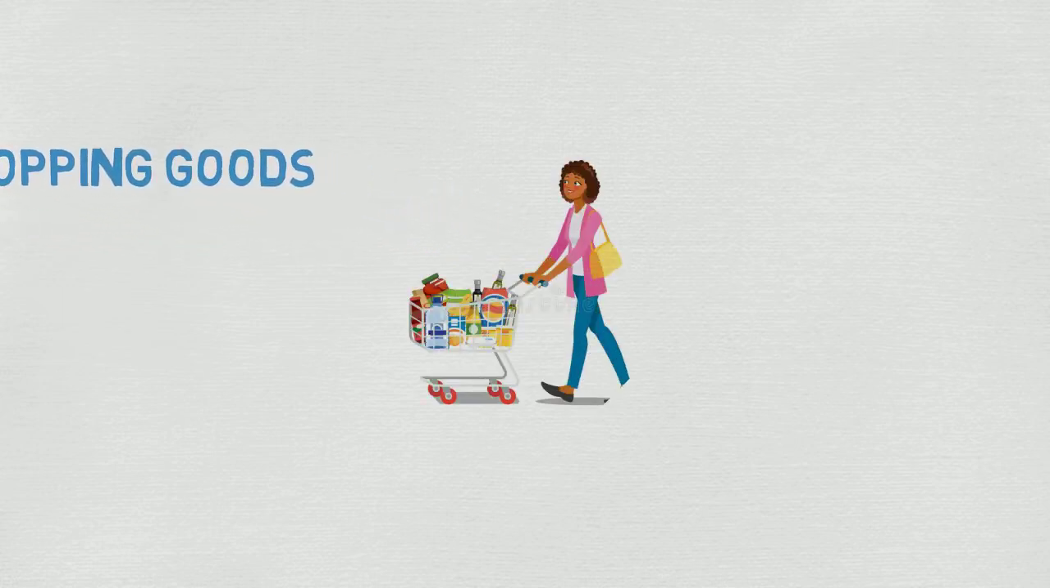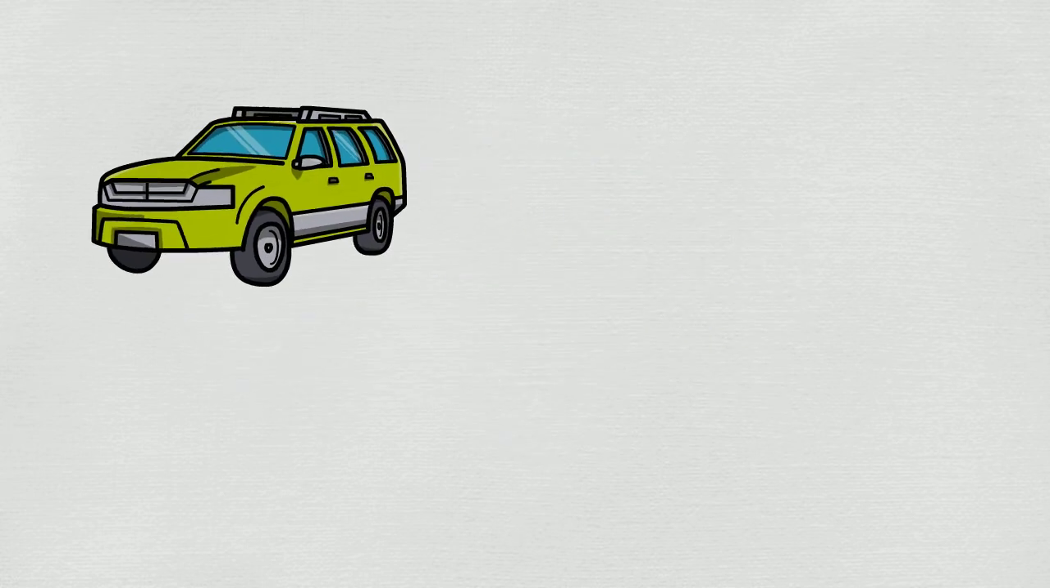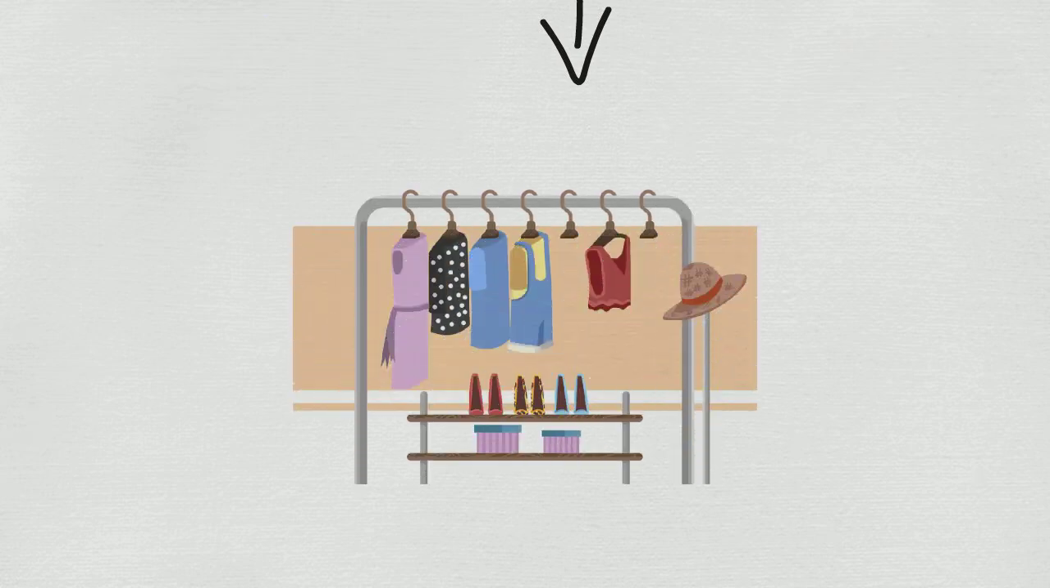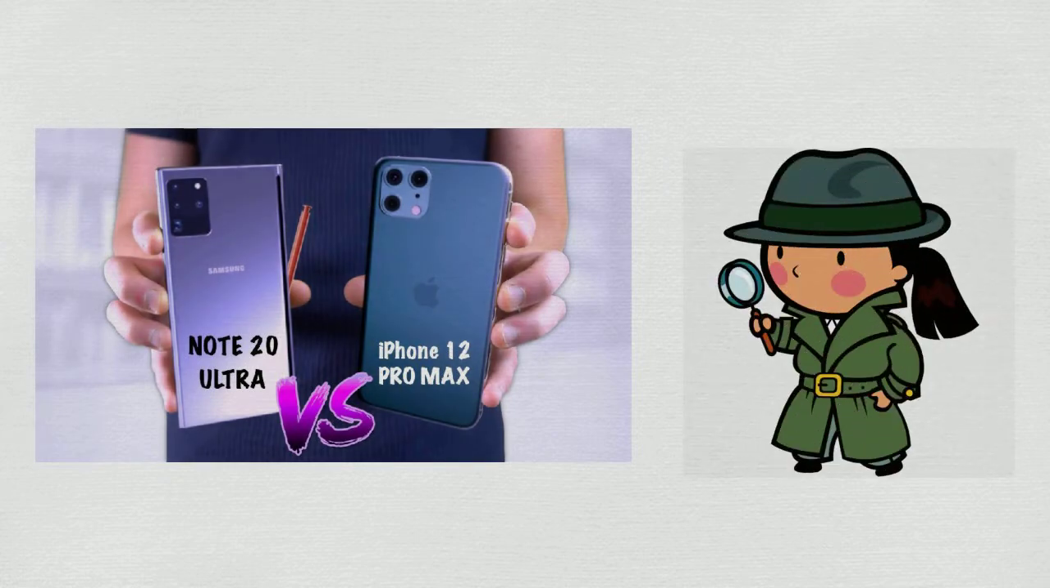Shopping goods are commodities you likely think of when you hear the word shopping. They might be higher-end items like cars or houses, or smaller items like clothing. With shopping goods, you are more willing to research and compare different products. For example, airline tickets, furniture, and phones are all examples of shopping goods.